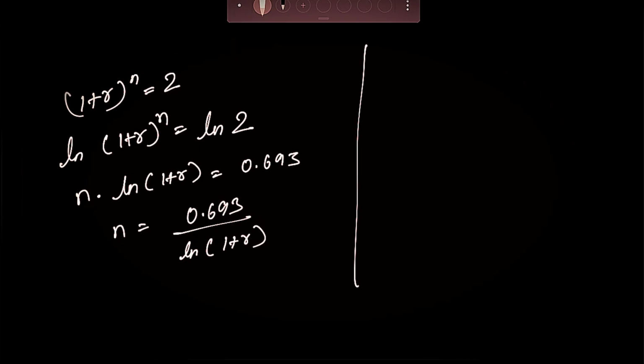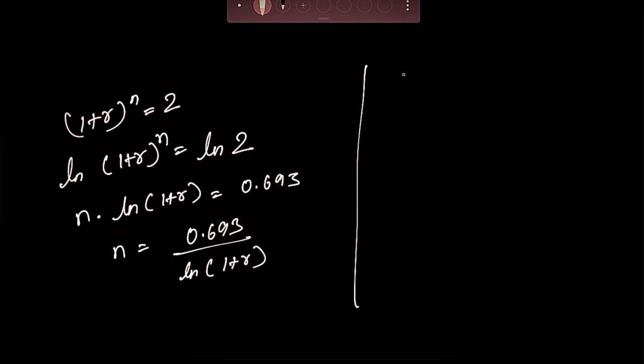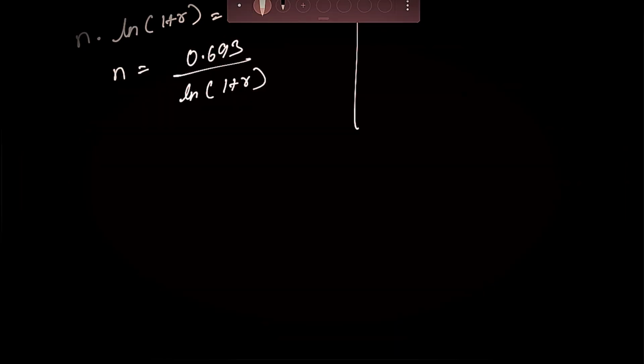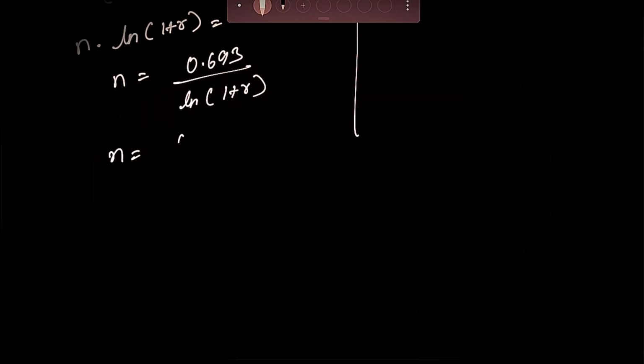You should know the property of the natural log. If r is very small compared to 1, actually we know the rate of percentage usually is 2%, which becomes 0.02, which is much less than 1. 6% is also 0.06, which is very much less than 1. So ln(1 plus r), just because r is very small, can be easily written as r. Going further, we can write 0.693 by r.